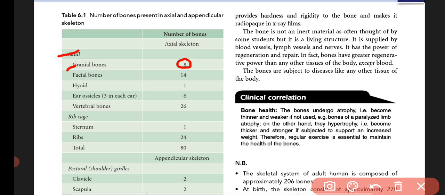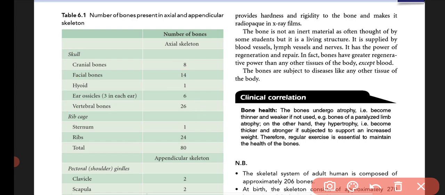In the 8 cranial bones there are also divisions. We'll read it later. The next one is the facial bones, which are 14 in number. Hyoid bone is 1 in number. Ear bones are 6 in number, 3 in each ear. The vertebral column is 26 in number.